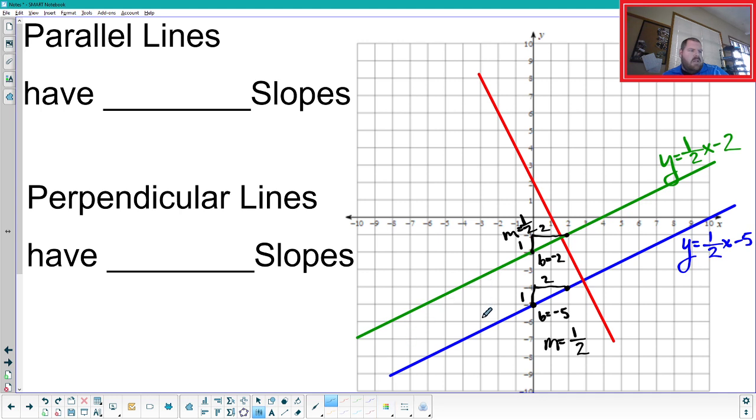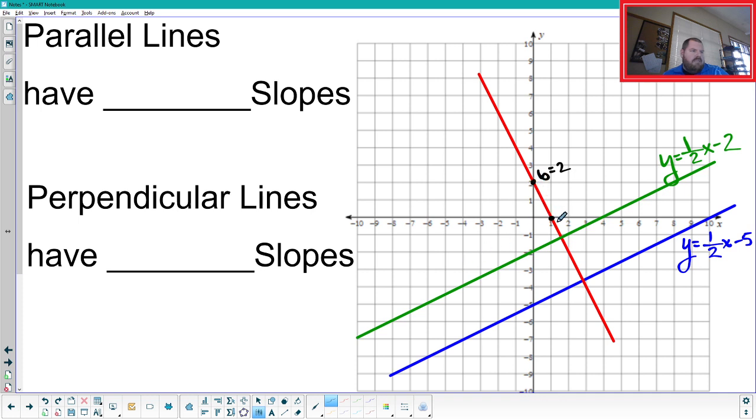Last but not least, let's look at the red line. Let me clear out some of this other stuff so I get a little bit better visual. Find your y-intercept. B equals 2. Find your slope. I've got to find another point. Let's use that point right there.